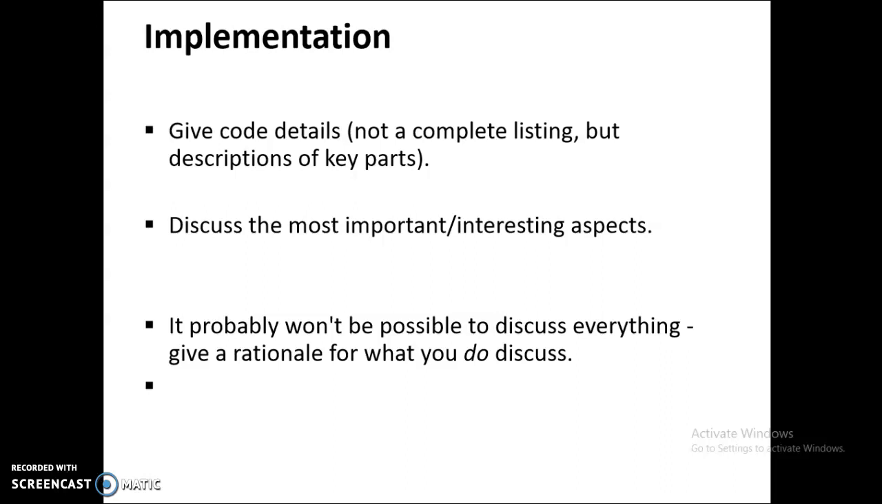Finally, you can discuss the most important and interesting aspects of your code, give the rationale for why you used such code, and make a discussion there.